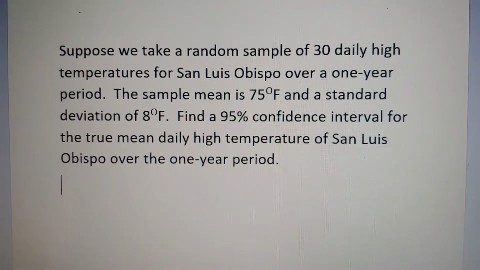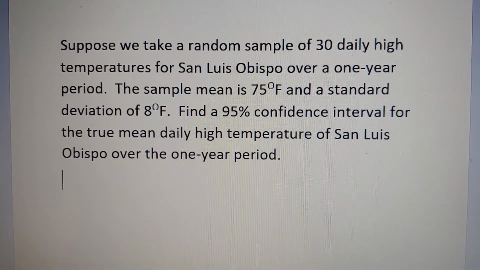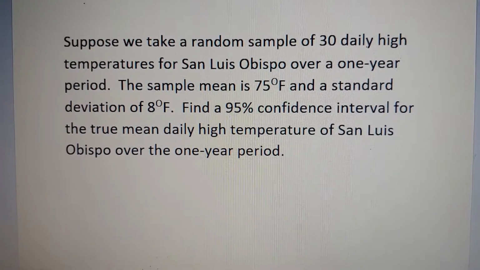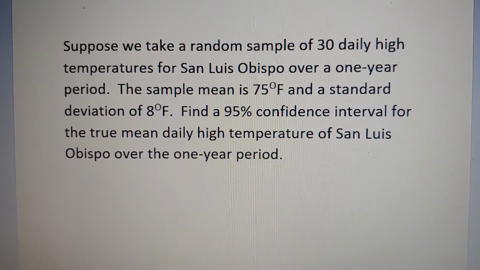This is our next video on finding a confidence interval for the mean. And this is an example of summarized data. So here is our example we're looking at.